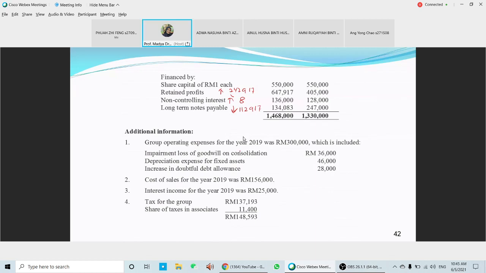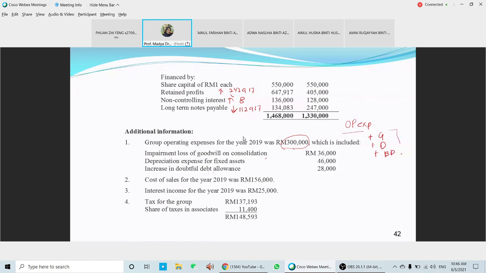Then we look at the additional information. It said that group operating expense for the year 2019 was 300. From that 300, which includes the impairment loss of goodwill, depreciation expense for fixed asset, and the increase in doubtful debt allowance. So that means your operating expense already includes the impairment of goodwill, depreciation, and also the doubtful bad debt.